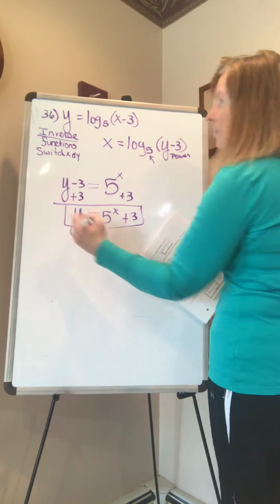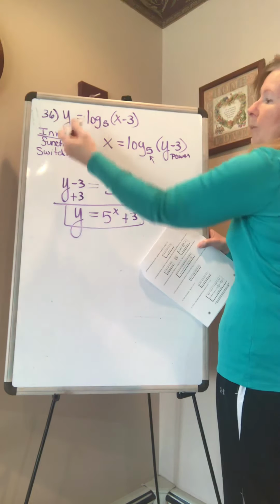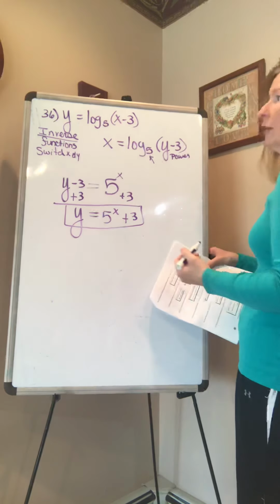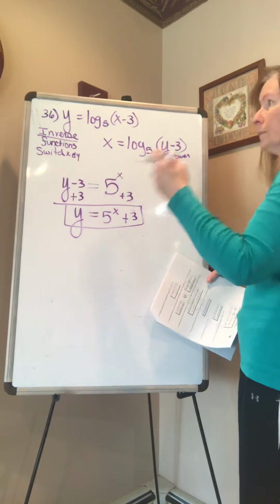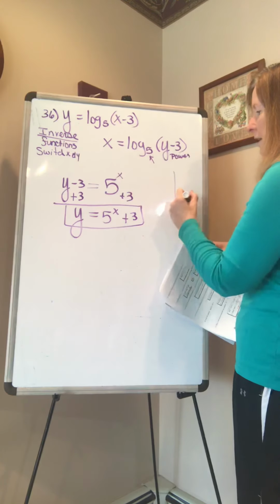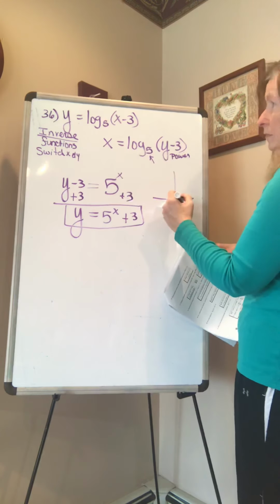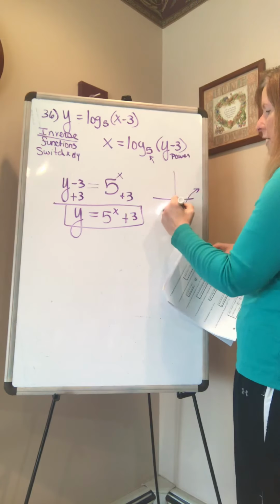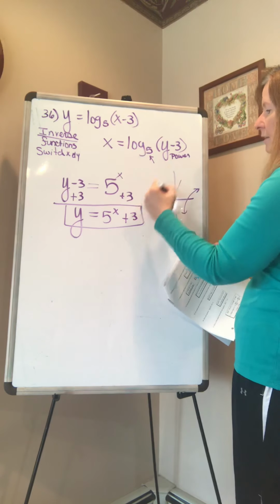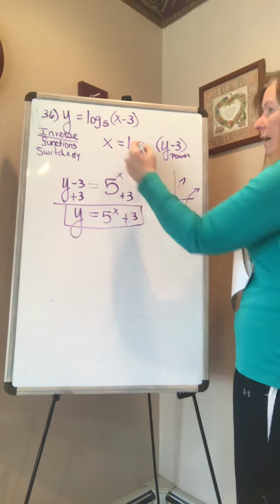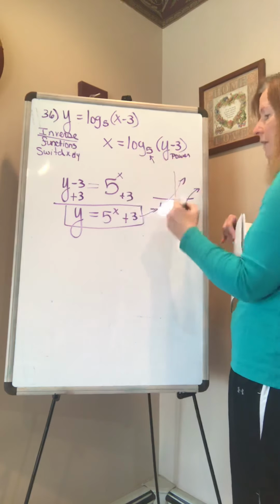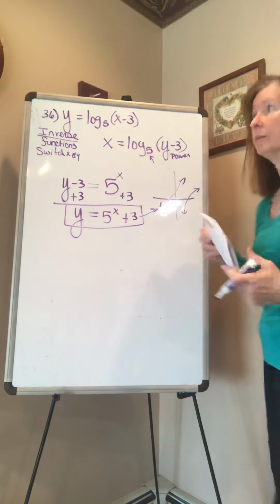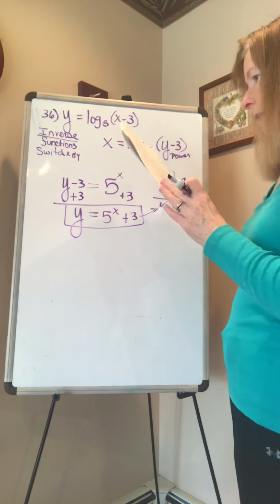Now, if you have a graphing calculator, put this in y1, put this in y2, and you're going to see here, this is your log graph, and then you're going to see here, this is your exponent. These guys would be inverses of one another. They'd be mirror images.